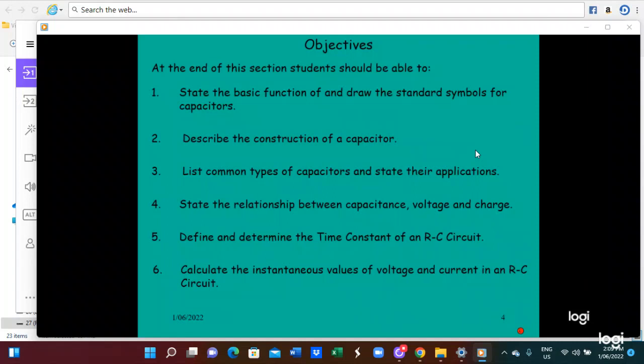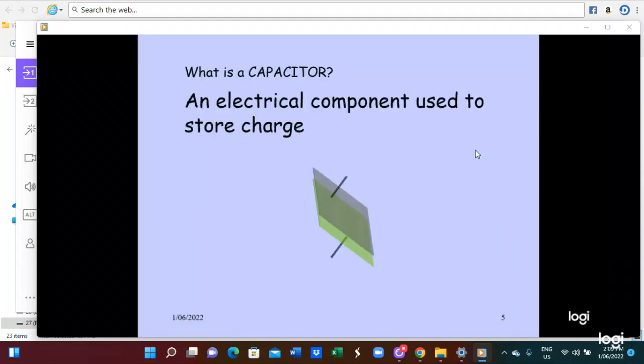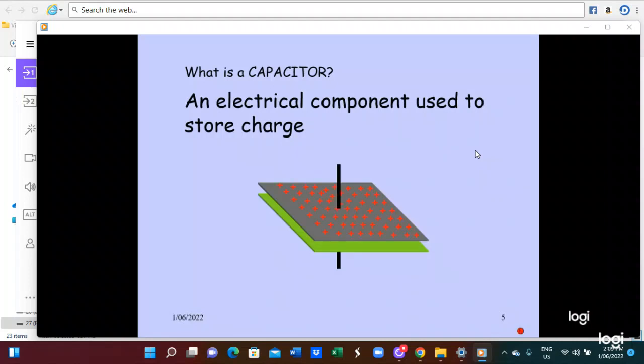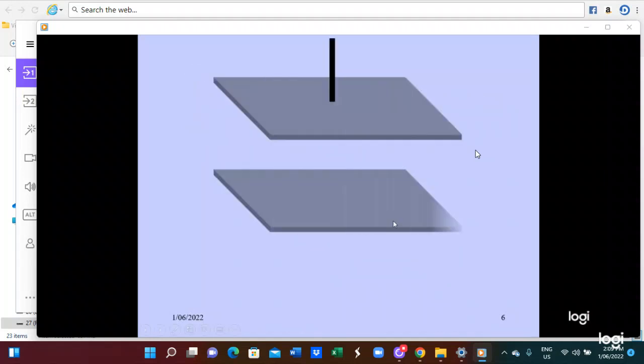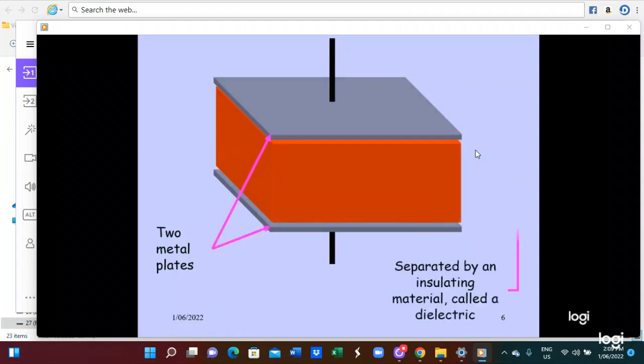Why the capacitor? It is an electric component used to store charge. So this is the positive charge on a positive plate. Here are two plates. Between the two metal plates we put an insulation material that separates them. This is called a dielectric.